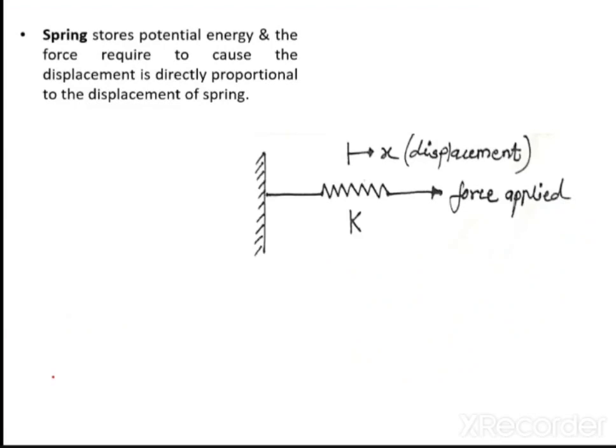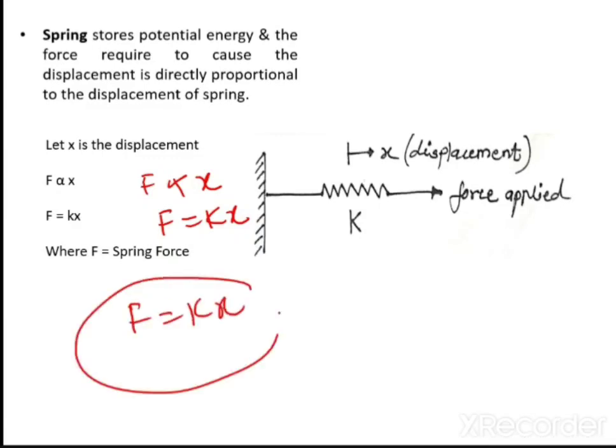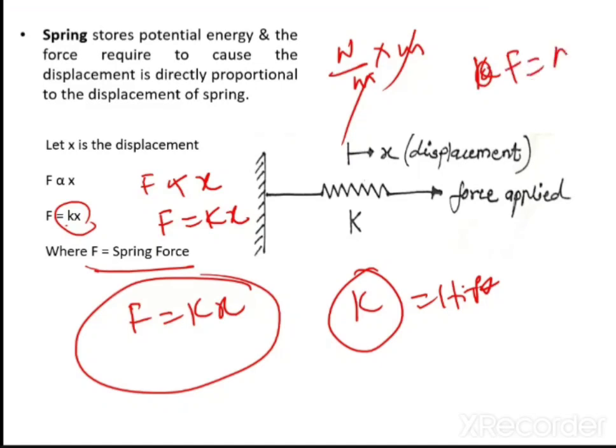Always remember this. That means, let x be the displacement, so F is directly proportional to x. So F is equal to k into x, and this kx is called what? The spring force. k is not the spring force, k is nothing but the stiffness. But k into x is the spring force, because you can see newton per meter multiplied by meter, meter gets cancelled, so you will get force in newton.